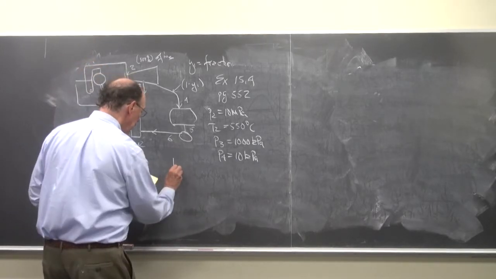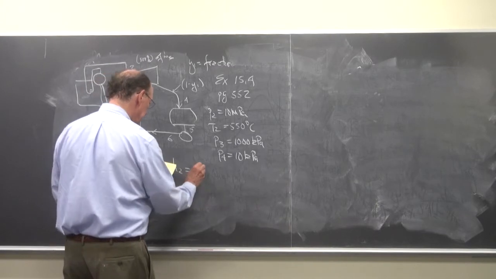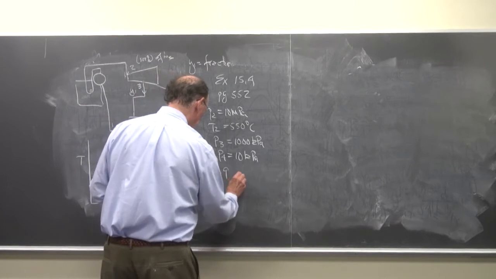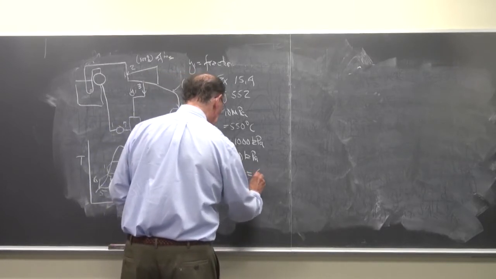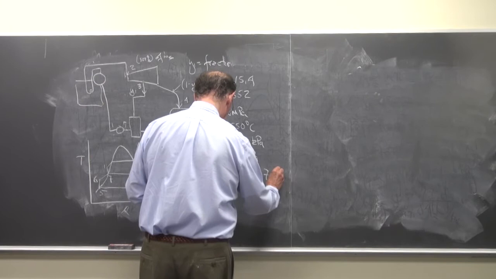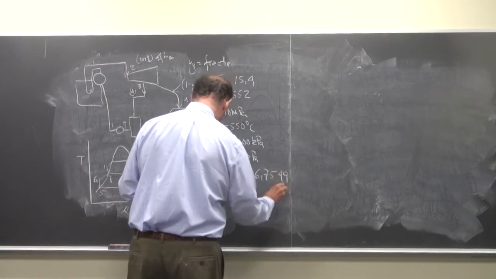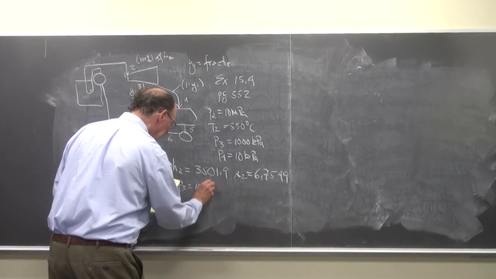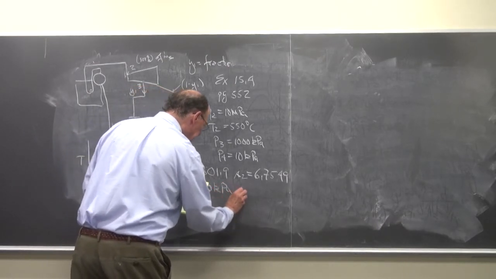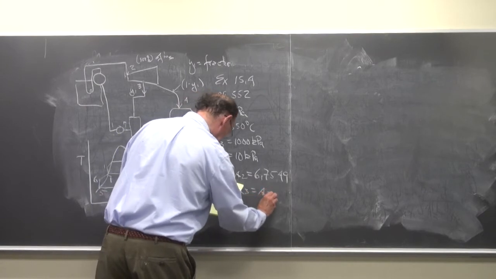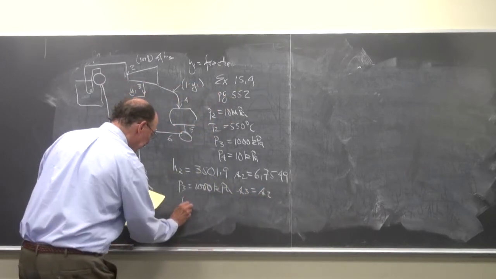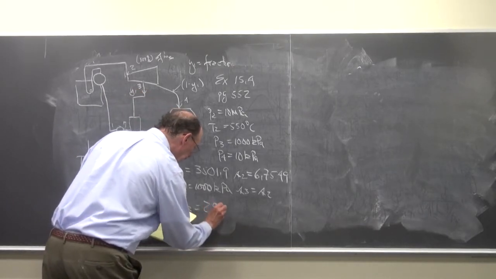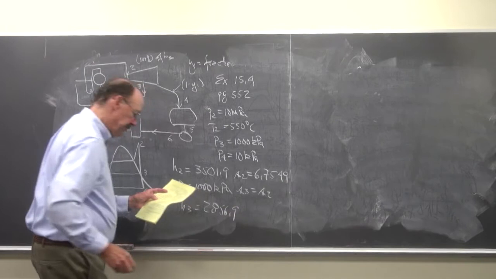So H2 is equal to 3501.9. S2 is equal to 6.7549. P3 is equal to 1,000 kPa. S3 is equal to S2. And I can look up H3 is equal to 2856.9. So I can do that.